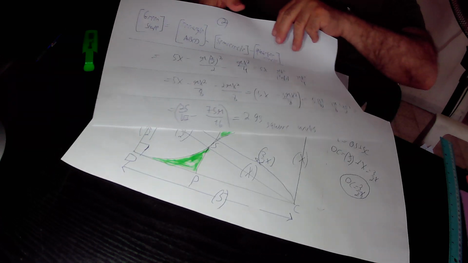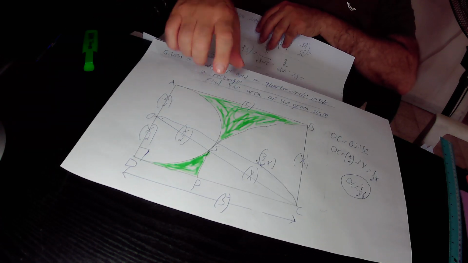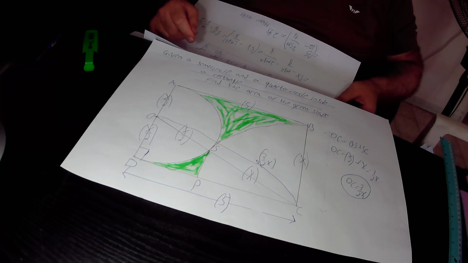In conclusion, we found out that the area of this green shape equals 2.95 square units.